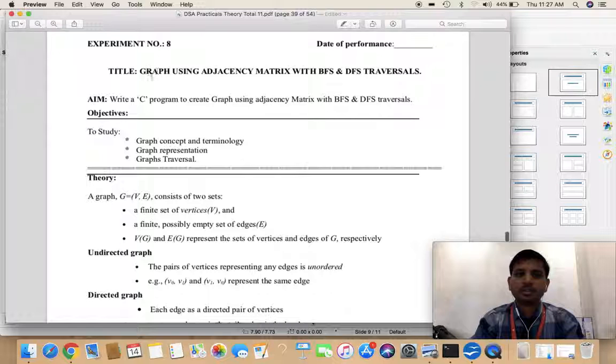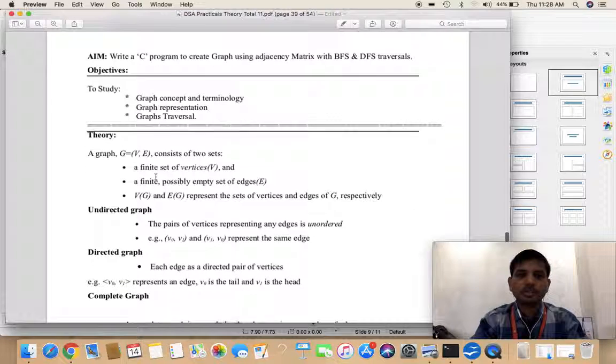Okay, so the title is graph using adjacency matrix with BFS and DFS traversal. The aim is to write a C program to create the graph using adjacency matrix with BFS and DFS. The objective of this practical is to study the graph concept and terminology, graph representation, and graph traversal.